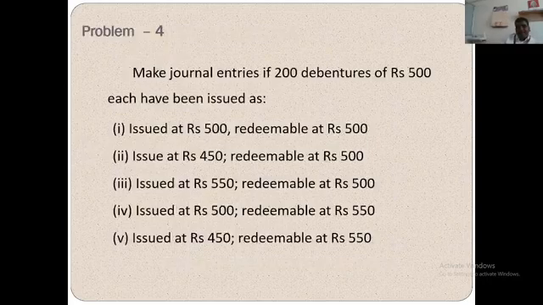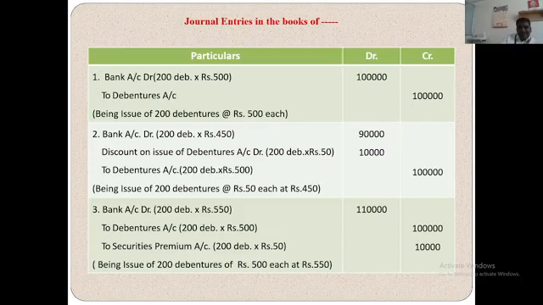Make journal entries if 200 debentures of rupees 500 each have been issued, issued at 500, redeemable at 500. Journal entry: bank account debit to debenture account. How many debentures? 200 debentures at the rate of rupees 500. 200 into 500, 1 lakh rupees debited to bank account, 1 lakh rupees credited to debenture account. Next, discount on issue of debenture, redemption: bank account debit, discount on issue of debenture account debit, to debenture account. 200 into 50, so 1 lakh rupees credited to debenture account.